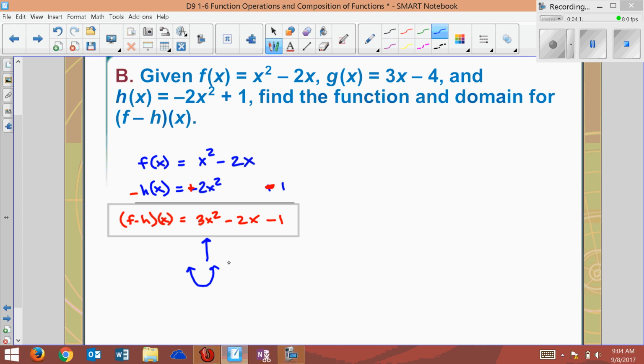Since it would look like this, I can talk about the domain for the graph, because domain means how far left, how far right. Well, this would continue on forever to the left and forever to the right. So I'll list that its domain is negative infinity to positive infinity, or you could say it is all reals.